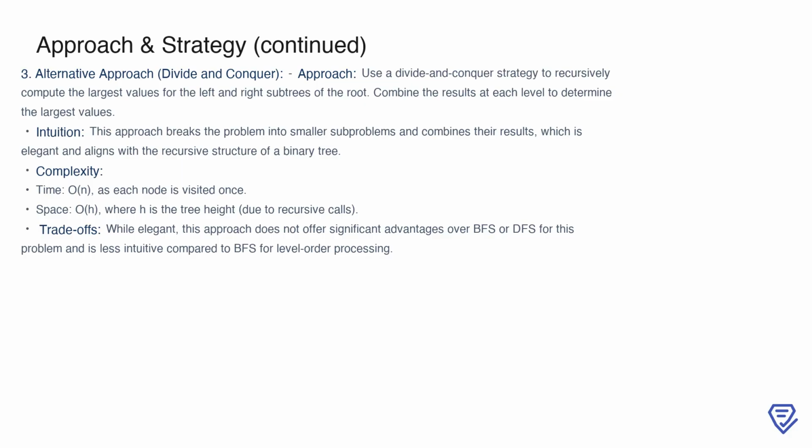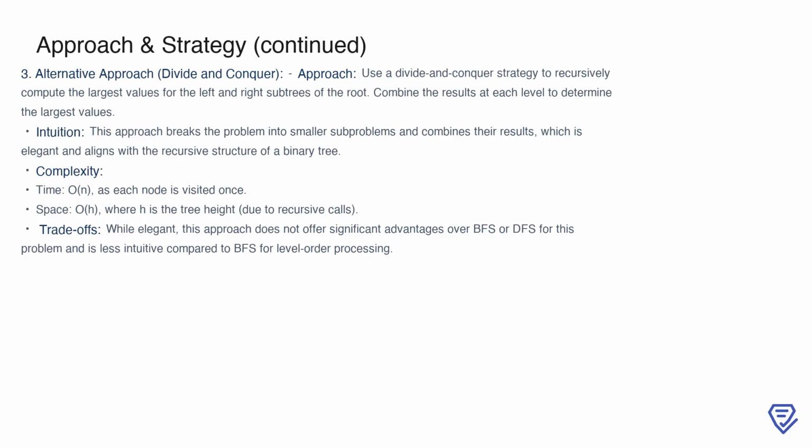Here, we recursively compute the largest values for the left and right subtrees of the root, then combine the results to determine the largest values at each level. This strategy leverages the recursive nature of the binary tree structure, breaking the problem into smaller, independent subproblems. The time complexity remains O(n), as each node is visited once, and the space complexity is O(h), where h is the height of the tree.